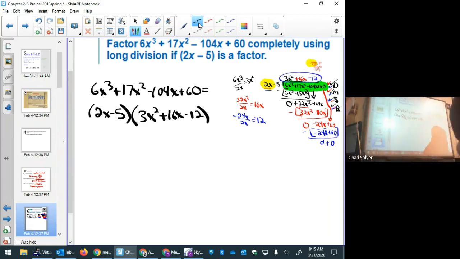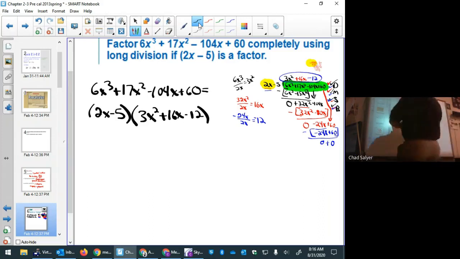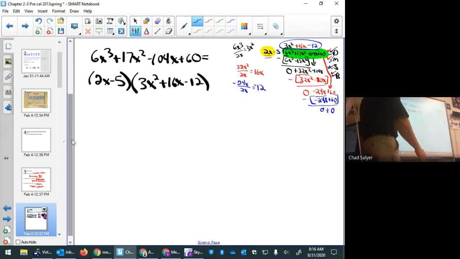So 42 divided by 2, what's the answer? 21. So what's 21 times 2? So you see how this is just saying the same thing. So I've rewritten it as the product of the divisor and the quotient. Now I can try to factor this quotient.